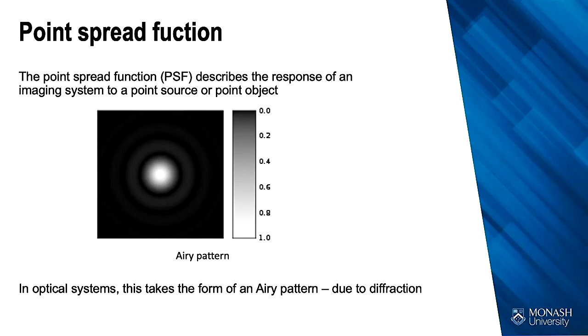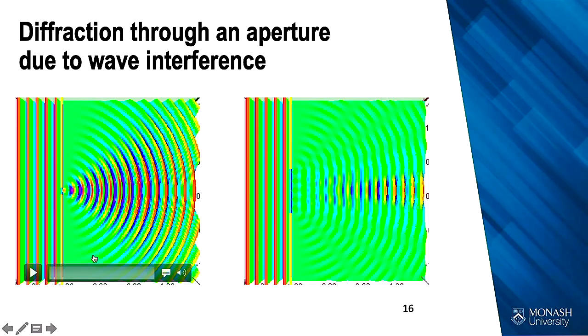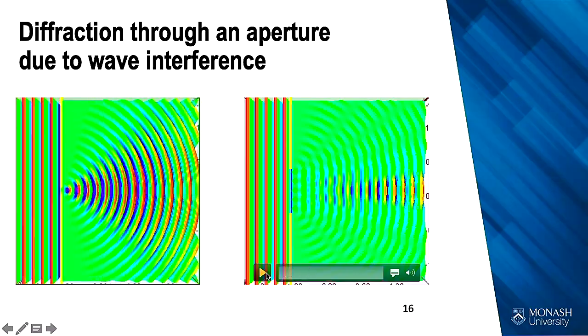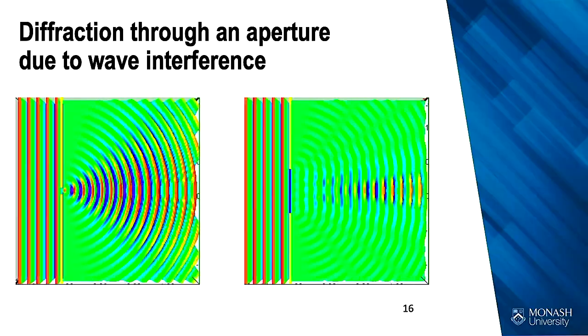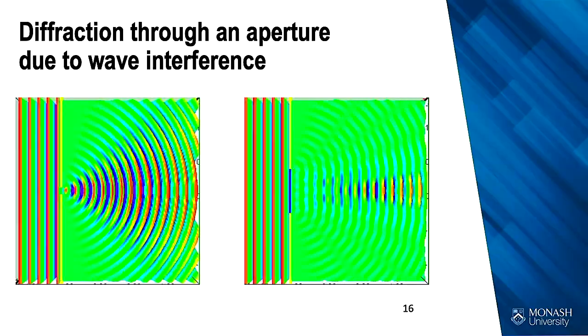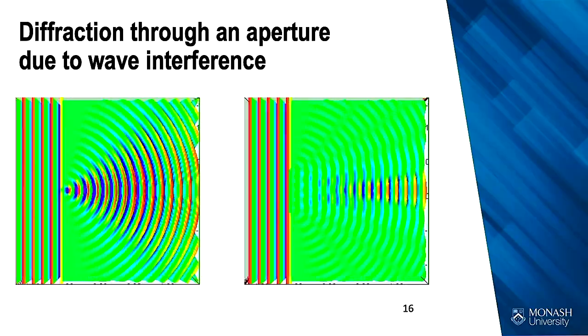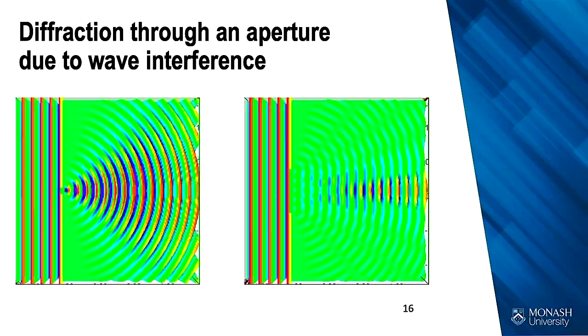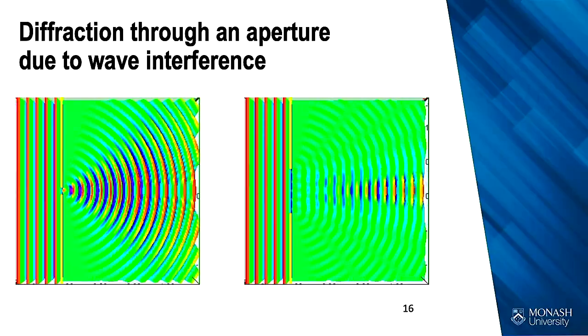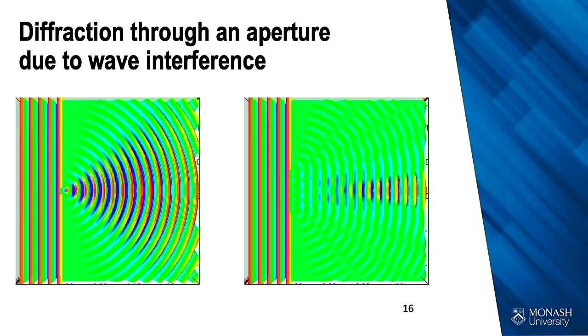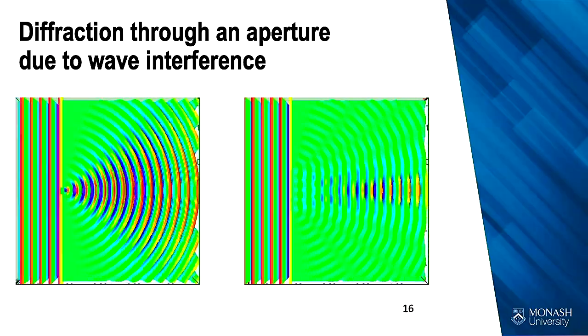Why does this occur? It's due to diffraction. You all know what diffraction is. Basically, if you have a very small hole and you shine a laser light through it, it will diffract and you'll get this kind of cone coming out. The size of that diffraction pattern will depend on the size of the hole, the size of the aperture. A larger aperture will have a tighter pattern, and that's due to interference.